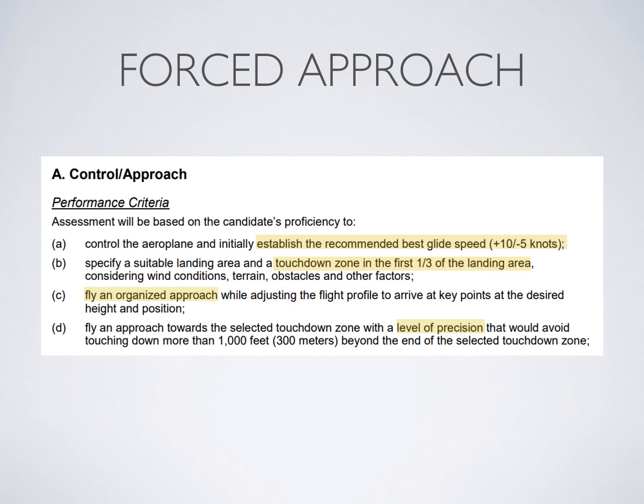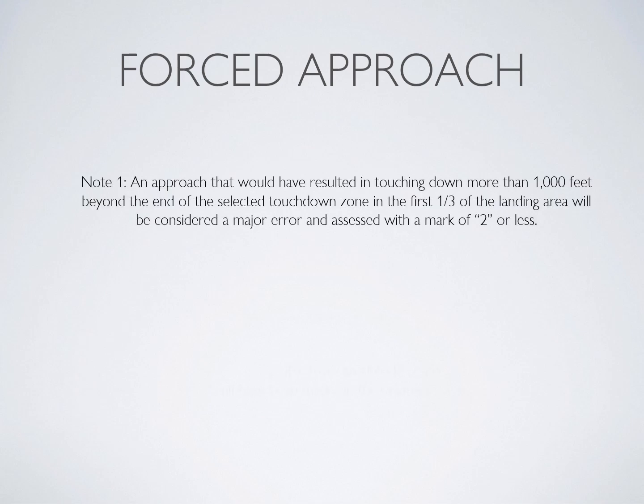There are a couple things I want to talk about with regards to the evaluation of the forced approach. Making your field is very important, and so it's just as important to not overshoot your field as it is to not undershoot your field. The examiner can take you as low as he wants to take you in order to prove to you whether or not you were able to touch down in your selected touchdown zone, which should be ideally the first third of your suitable landing spot that you chose. So just make sure that you practice this enough on your own to be prepared for that in the flight test.